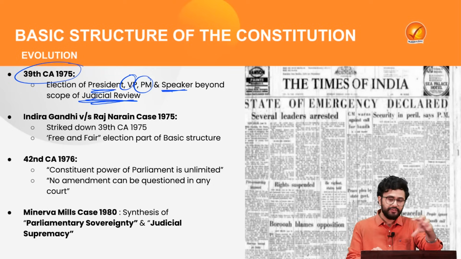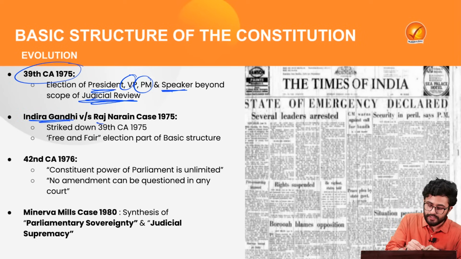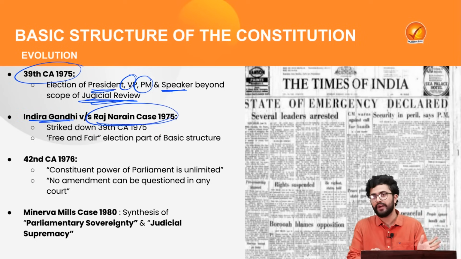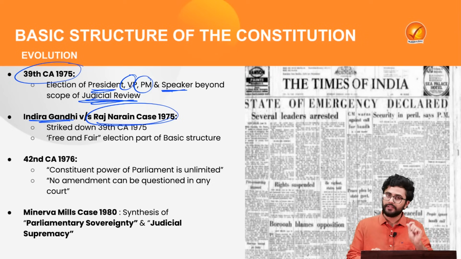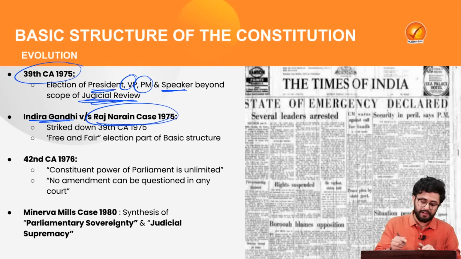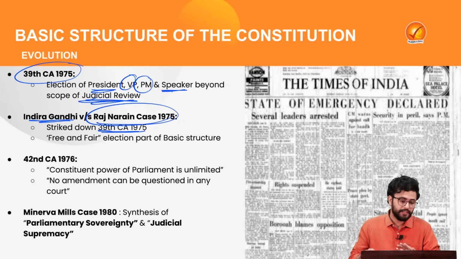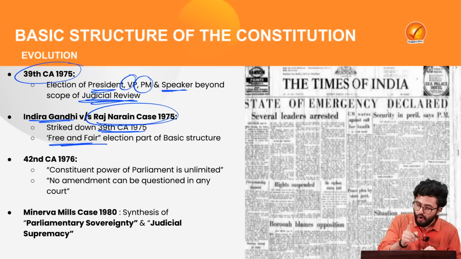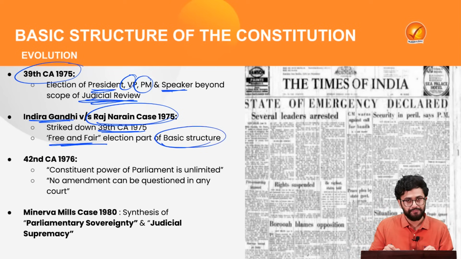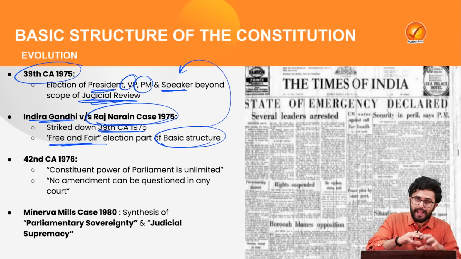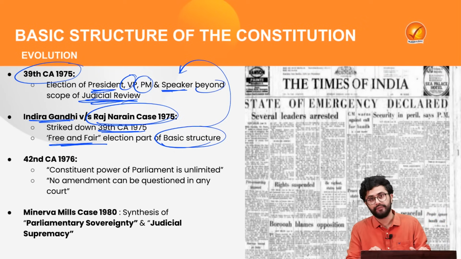Now, the doctrine of basic structure was first utilized in the Indira Gandhi versus Raj Narain case of 1975, where the electoral victory of Indira Gandhi was challenged. And here, the Supreme Court struck down the 39th Constitutional Amendment Act of 1975 by holding that free and fair elections form part of the basic structure, and thus you cannot put a blanket of judicial review over that by keeping the election of the President or Prime Minister beyond the scope of judicial review.